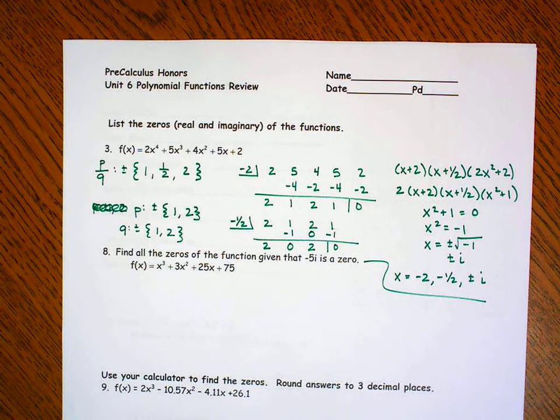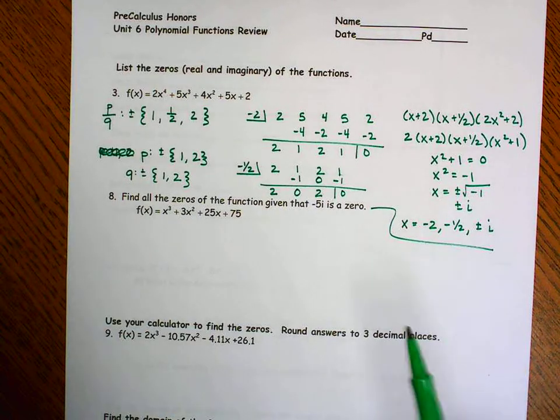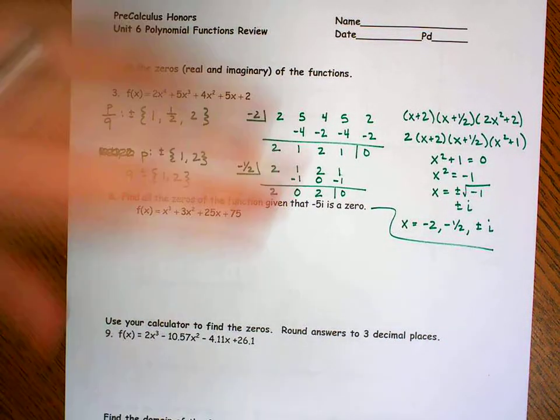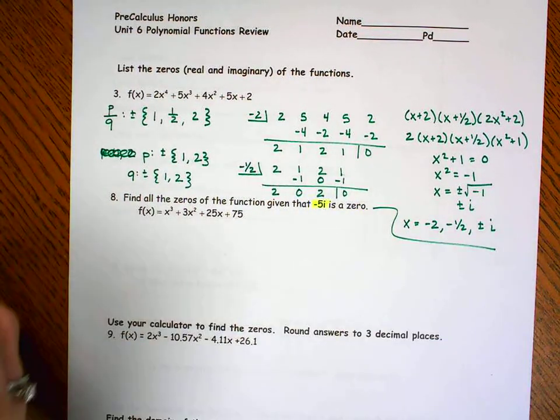Okay, so there's number 3. Let's move on to number 8. It says find all of the zeros of the function given that -5i is a 0. So the nice thing about this is we've already given you a 0. Because this is an imaginary root, it's going to have a partner, and it's going to be its conjugate.